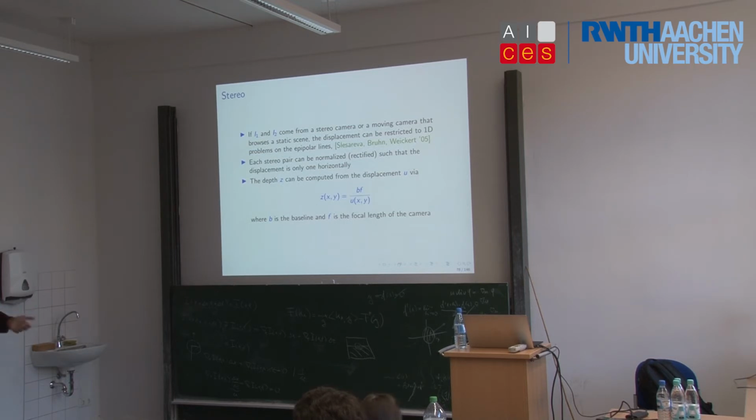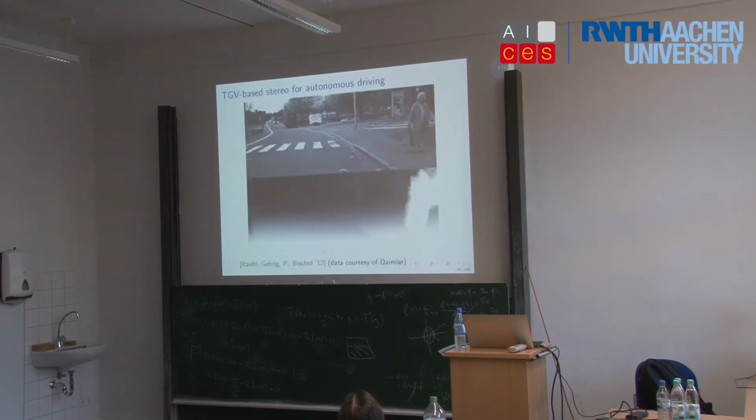So if we know that we have a rigid scene and only the camera is moving, or we have two cameras like our two eyes, we can restrict the optical flow to one dimension. And if we rectify the images, we can even assume that the displacement is horizontal. This is then called a rectified stereo pair. Based on the displacement, we can compute the depth from the baseline and the focal length of the camera divided by the displacement. So as I said, the depth is inversely proportional to the disparity shift.